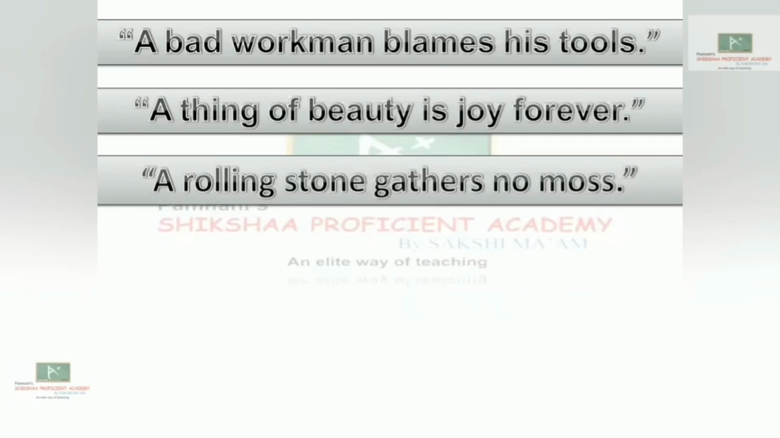Next, we have a rolling stone gathers no moss. What does this mean? A person who does not settle in one place will not accumulate wealth or status or respect. Yes, so we must always stick to one place and be loyal to it.